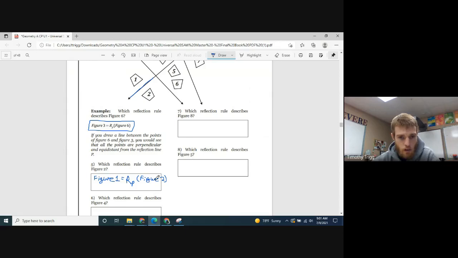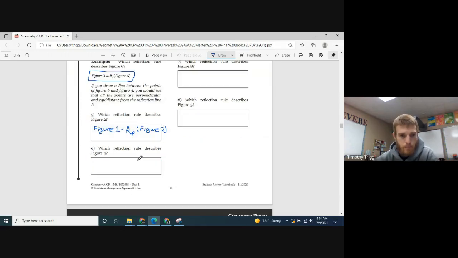Okay, so if we take figure 2, we reflect across line P, you get figure 1, right? It goes both ways. Reflect figure 1 across line P, you get figure 2. Reflect figure 2 across line P, you get figure 1.